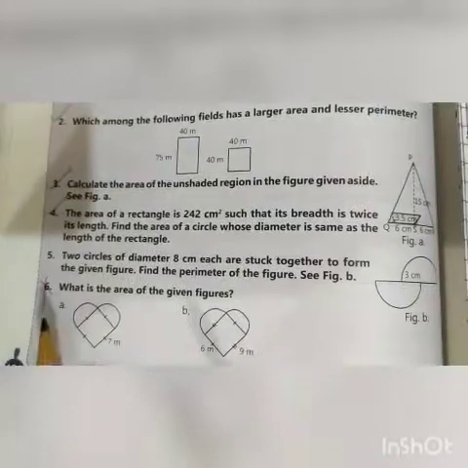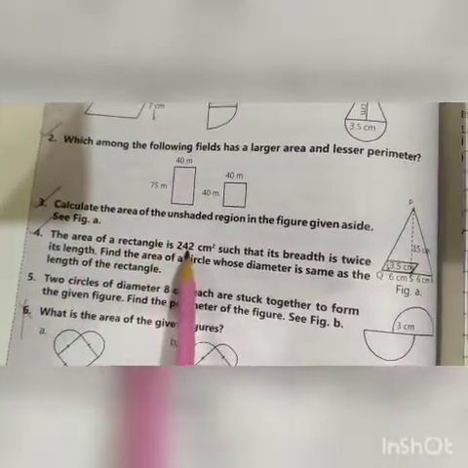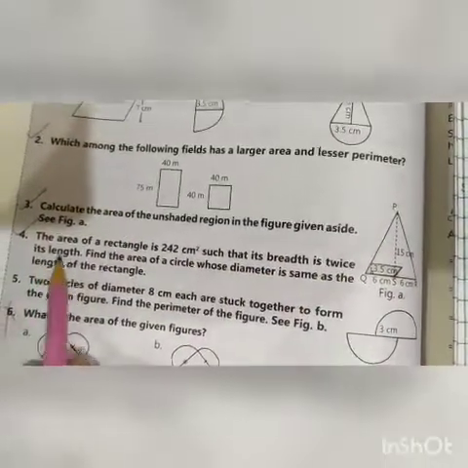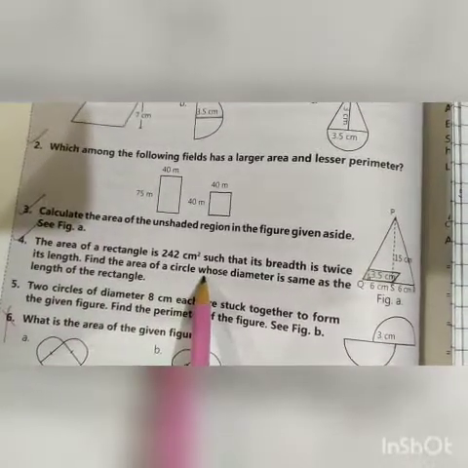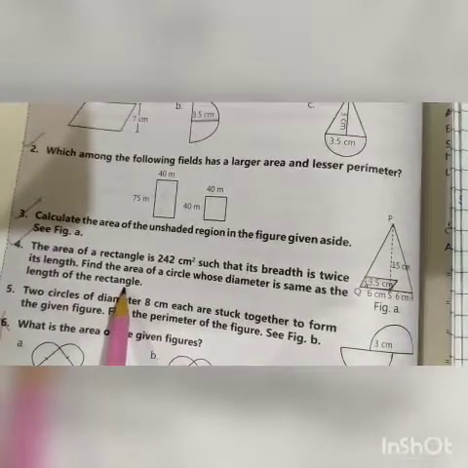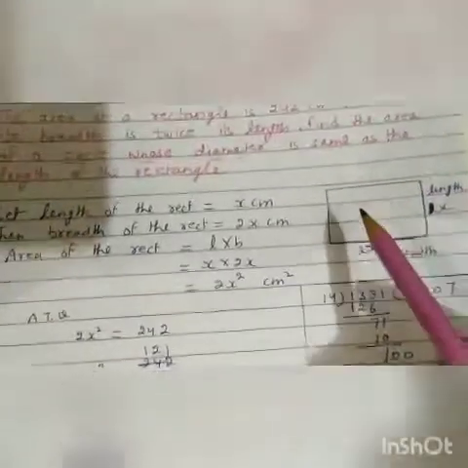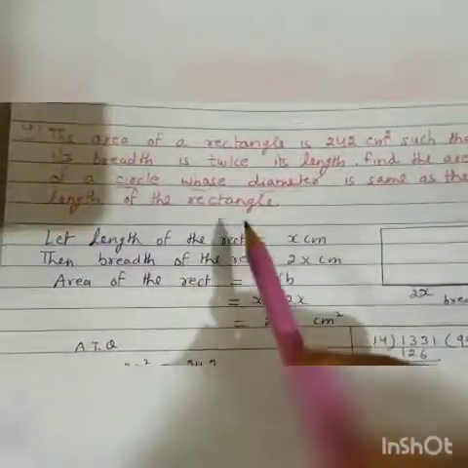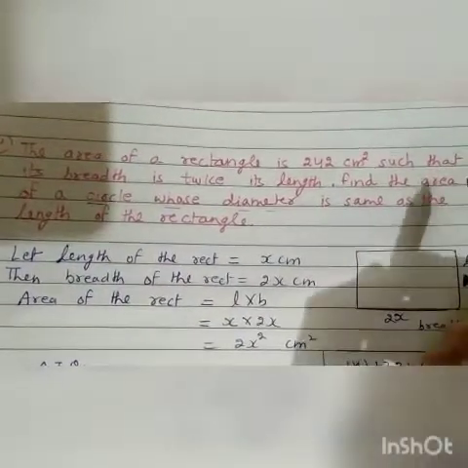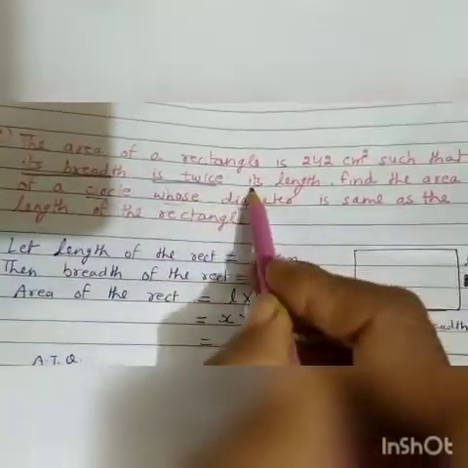Now question number 4. Question number 4 is the area of a rectangle is 242 square centimeter such that its breadth is twice its length. Find the area of a circle whose diameter is same as the length of the rectangle. See here students, I have written the question here also and draw the figure. I have drawn this rectangle. What is the condition of this rectangle? Its breadth is twice its length.